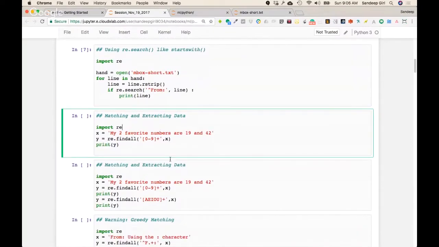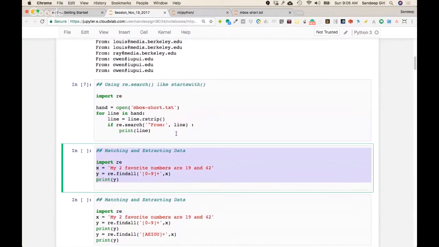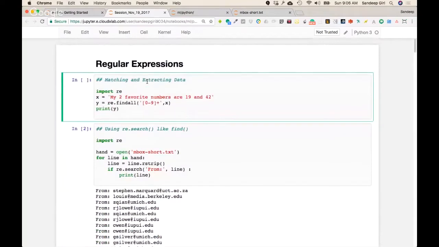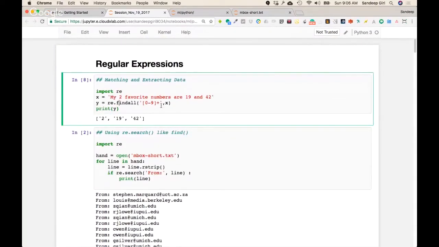Now I think I should make it extremely beginner friendly. Let's say you have a string called my two favorite numbers are this. And let's say I want to find out only the numbers from it.